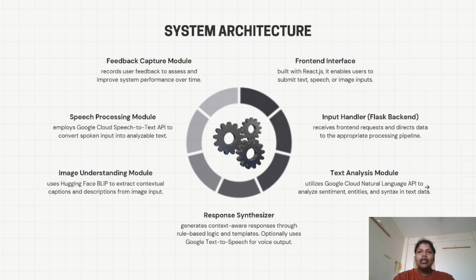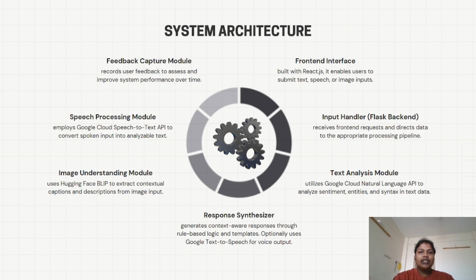So starting with the system architecture, this is the visual representation of the system architecture. First is the front-end interface. It is built with React.js. The front end allows the user to submit text, audio, or image inputs through an interface. This handles real-time interactions such as uploading files in formats like JPEG or MP3 and sends requests to the backend for processing.